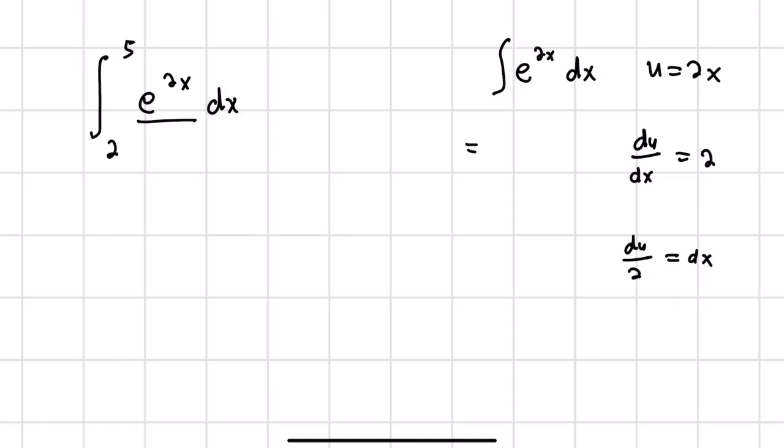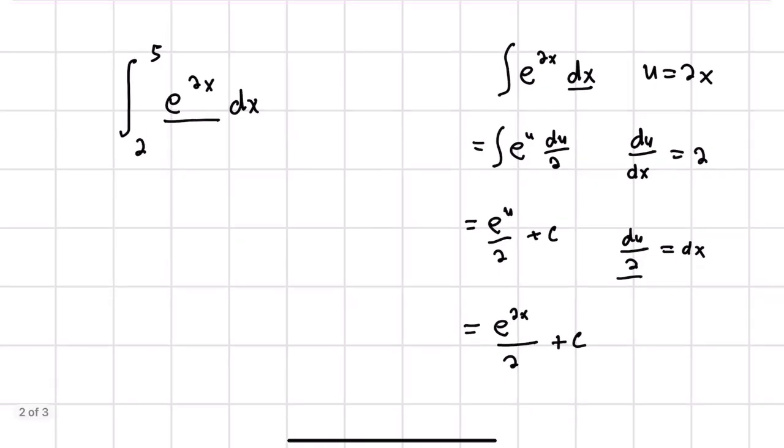And now let's substitute into our integral. So we have the integral of e to the u, and dx will be replaced with du over 2. And the antiderivative of this is simply e to the u over 2 plus c. And we substitute u for 2x. So we have e to the 2x over 2 plus c. Now let's substitute everything else.